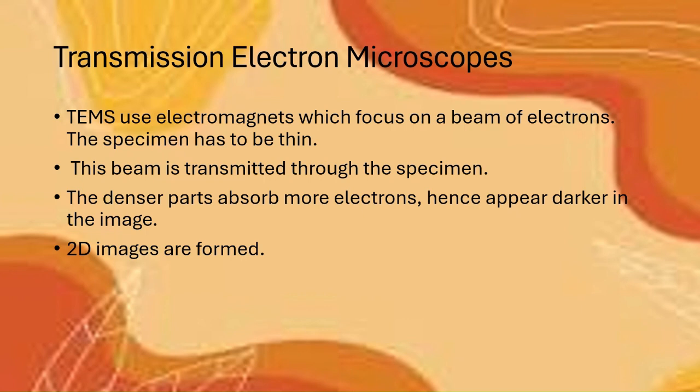You might have gone through these briefly in GCSE, but you need to know more in A-level. Transmission electron microscopes use electromagnets which focus a beam of electrons. For this microscope, the specimen has to be thin. This beam is transmitted through the specimen, and the denser parts absorb more electrons, hence the denser parts appear darker in the image. The kind of images you get from a transmission electron microscope are 2D images.